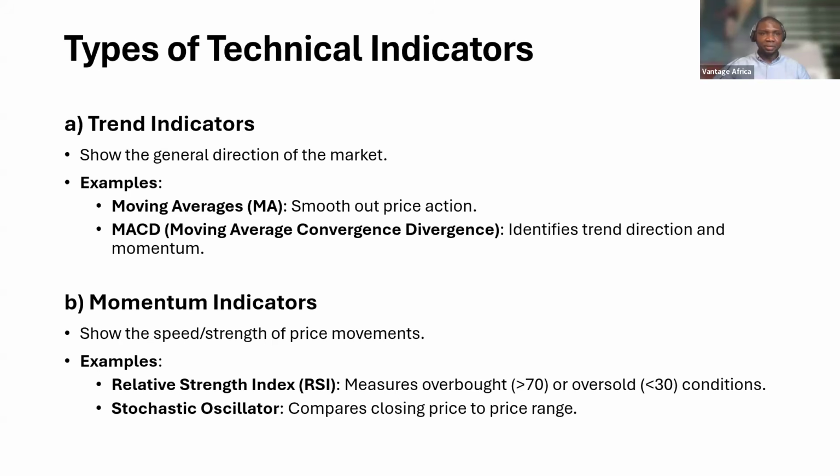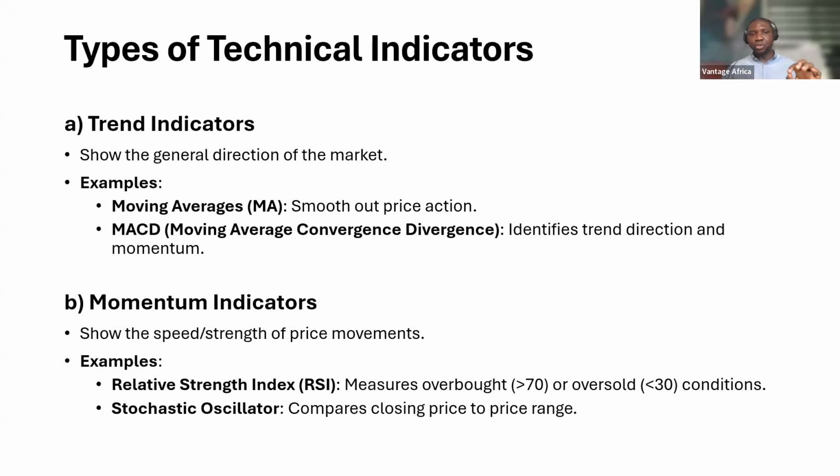Find the trend of the market, all right? So you have moving averages, and then you have MACD. MACD is moving average convergence divergence. But moving average is more popular than the MACD. The MACD is also quite popular, but I will tell you that if you're looking at which one of these is more popular, moving average is more popular. Yeah?